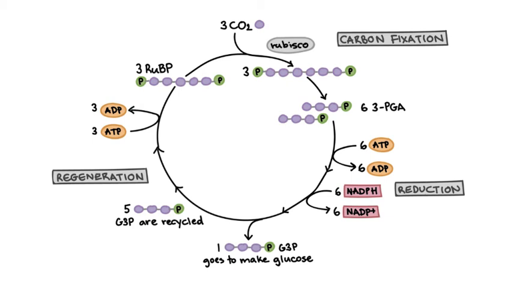The second step is called reduction. This is where ATP and NADPH join in and fuse with phosphoglycerate. Because of that, it becomes glyceraldehyde 3-phosphate, in other words, G3P. Now, this is a power source of the plants. It is able to form into glucose or cellulose or starch.